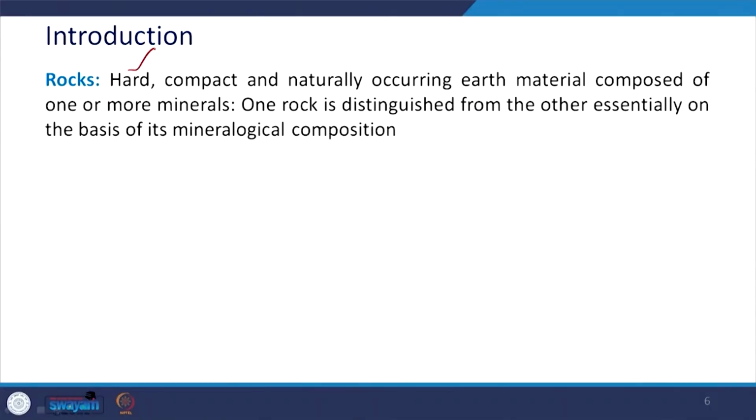So, first of all, let us understand what this material rock is. Basically, it is a hard, compact and naturally occurring earth material which is composed of one or more than one mineral. Now, how one rock is going to be different from the other will depend upon its mineralogical composition. Okay? So, that is how, in an overall manner, we define the material rock.